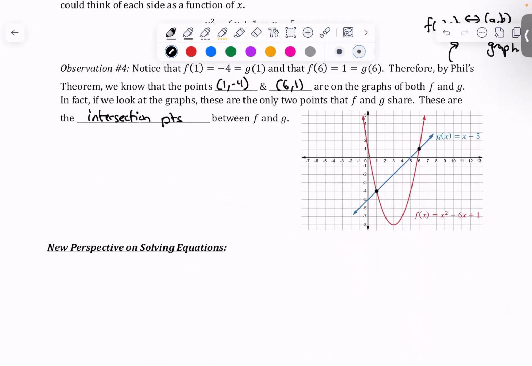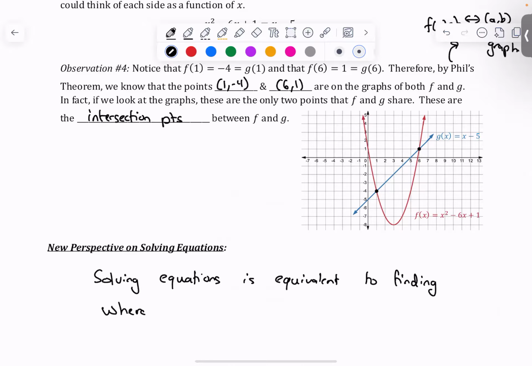So now we can think about equations in a different way. We can think about them graphically. Solving equations is equivalent to finding where the 2 curves intersect.